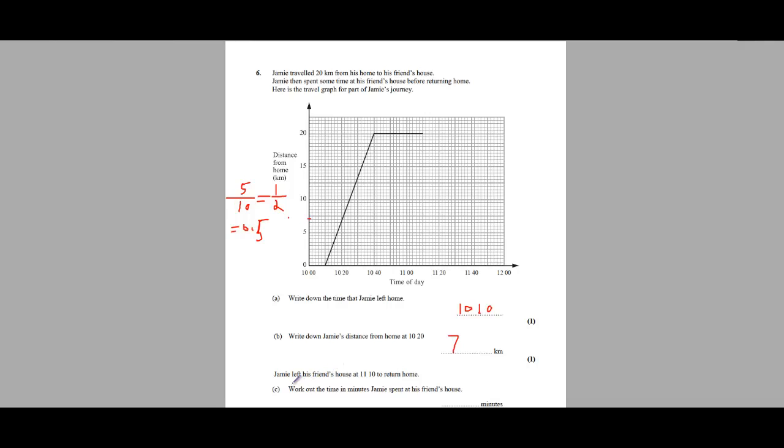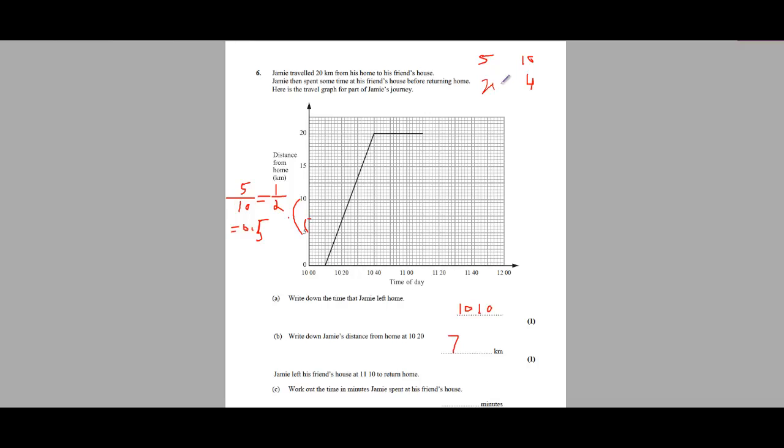Now Jamie left his friend's house at 11:10 to return home. Look here, how many boxes are there here? 1, 2, 3, 4 boxes. There are 4 small boxes up till here, or there are 10 boxes from here to here. So 10 boxes represent how many kilometers? 5 kilometers. So 4 small boxes represent how many kilometers?